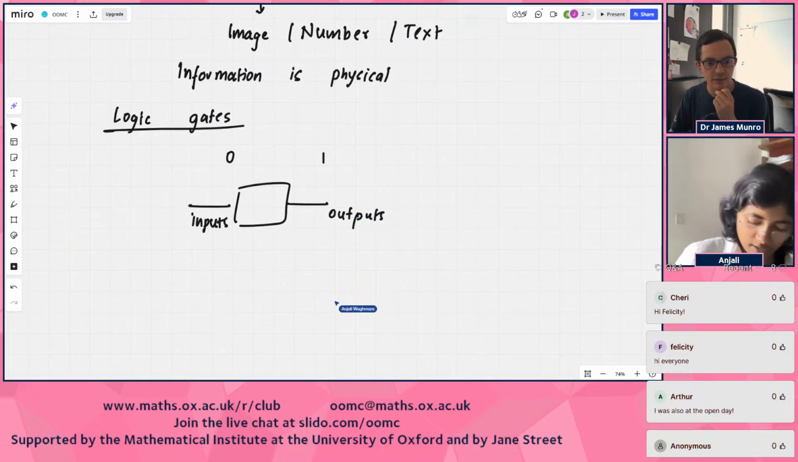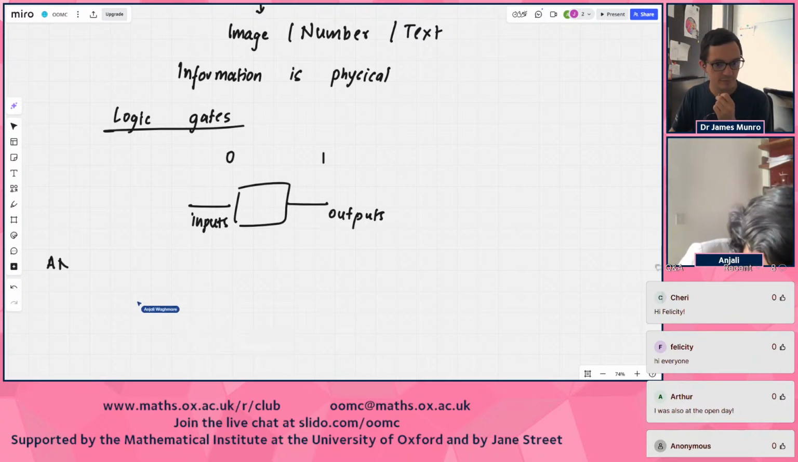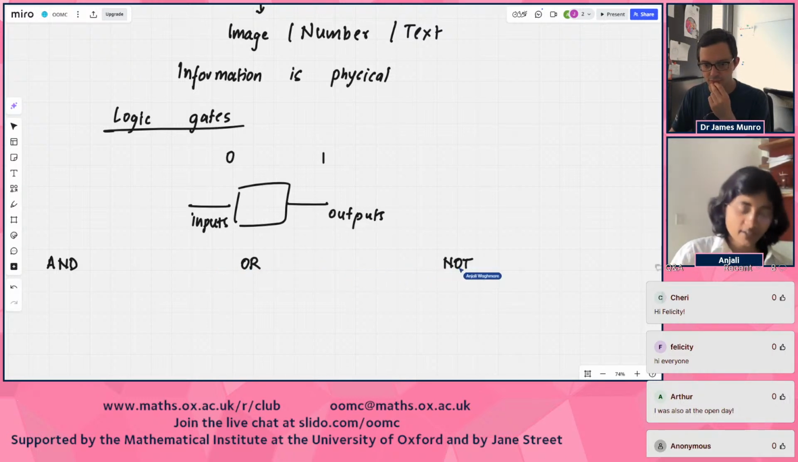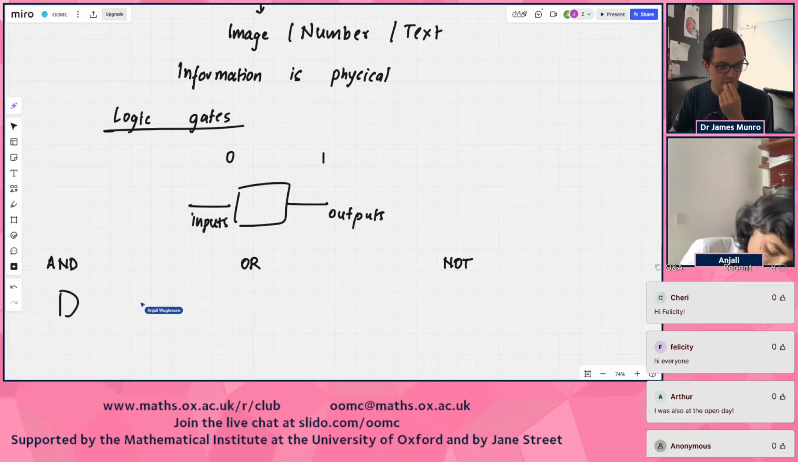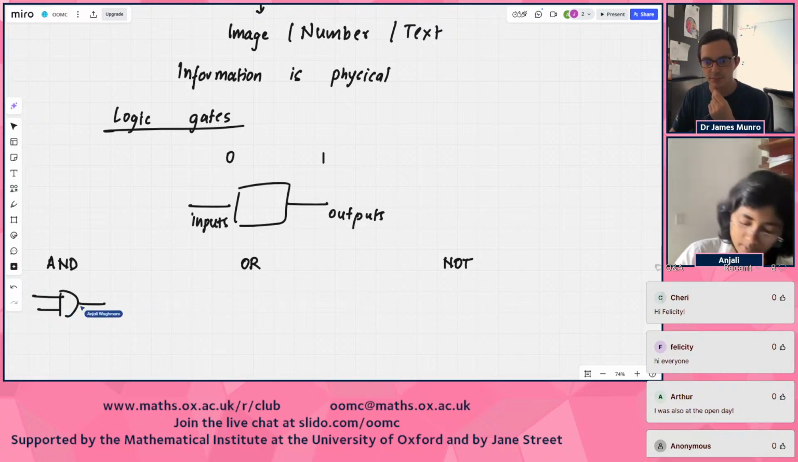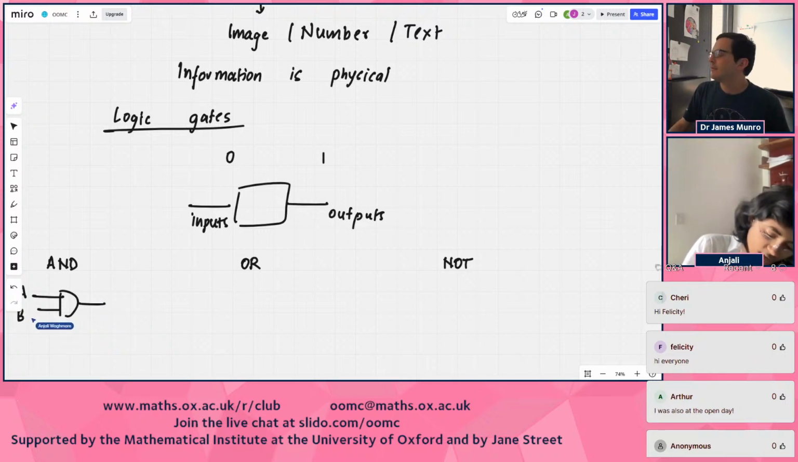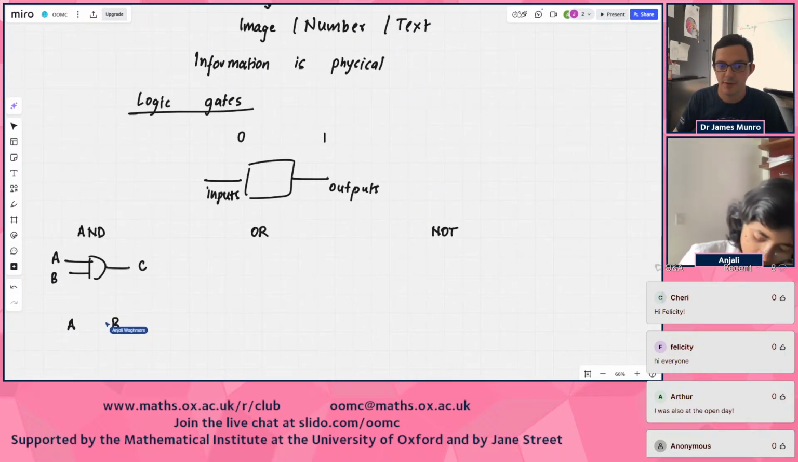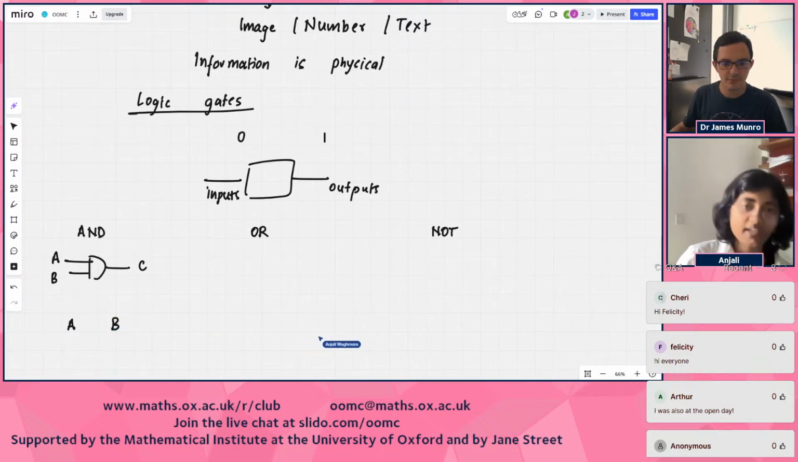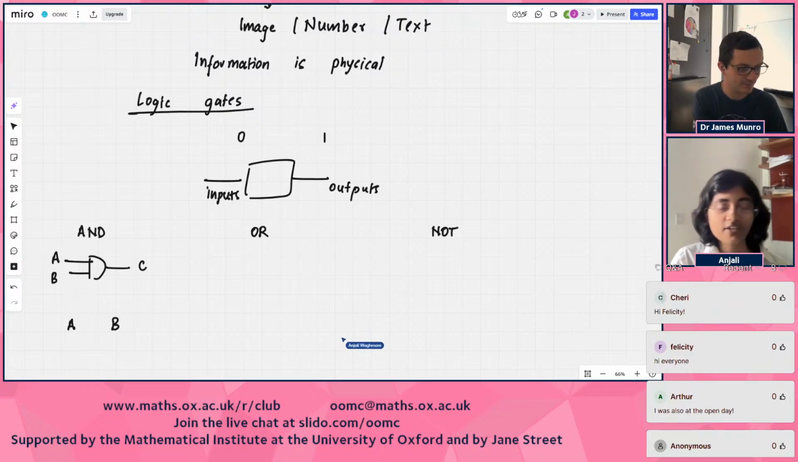So let's look at three basic fundamental logic gates, which are the AND gate, OR gate, and NOT gate. The AND gate is represented by this kind of symbol. It takes in two inputs and gives you one output. Let's say the inputs are A and B, and the output is C. So A and B could be any combination of zeros and ones.